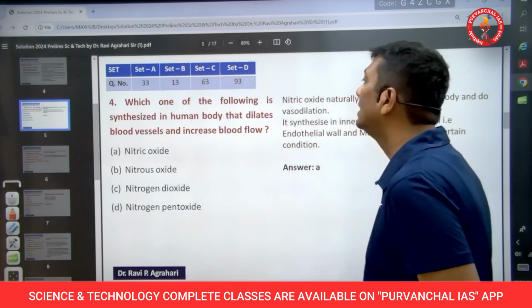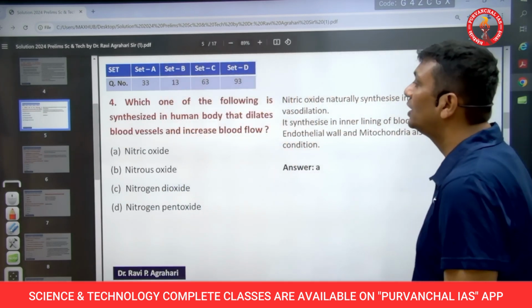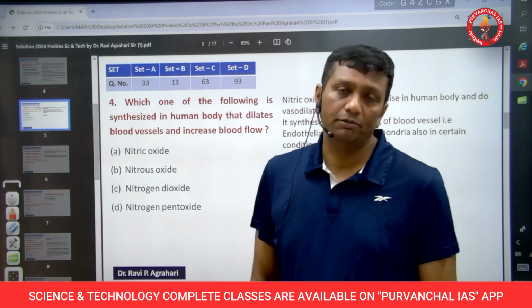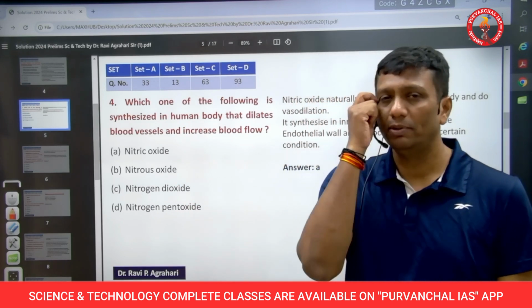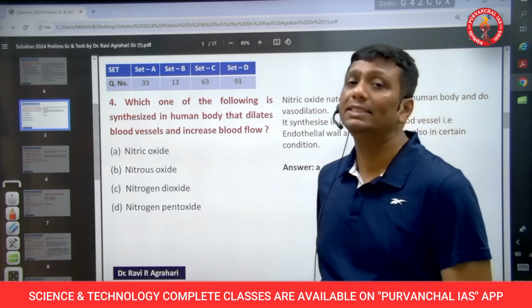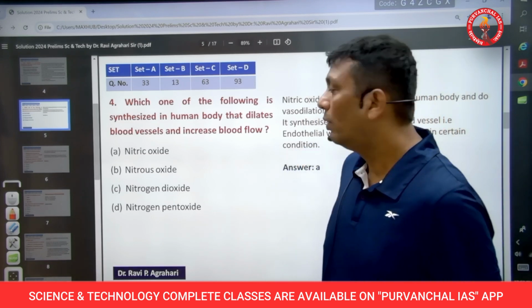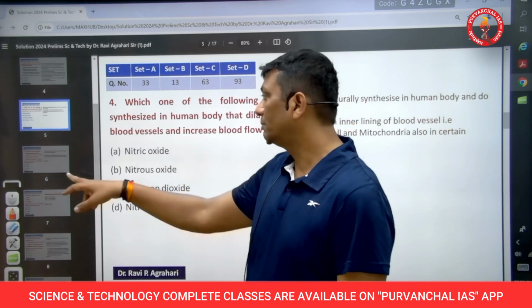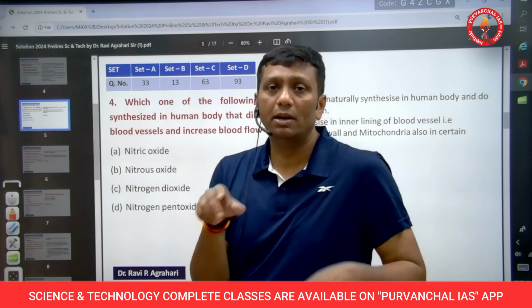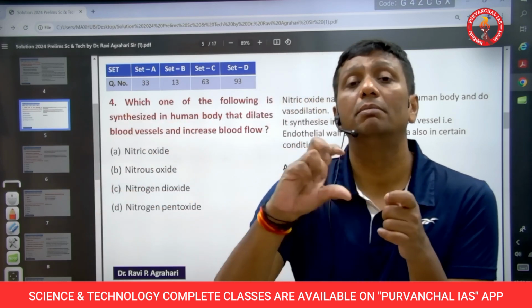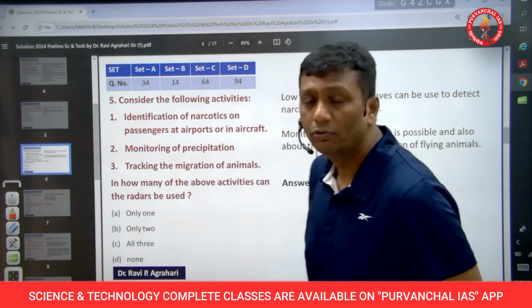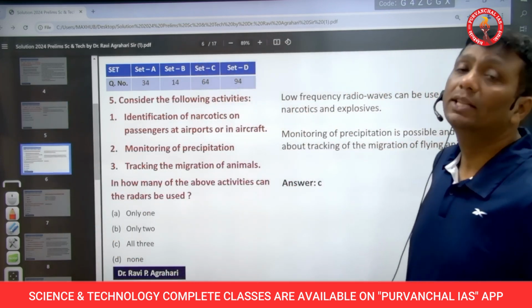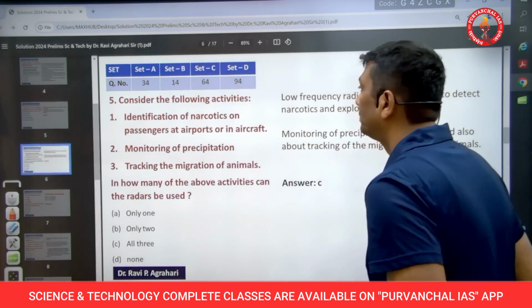Which one of the following is synthesized in the human body that dilates blood vessels and increases blood flow? And the answer is nitric oxide. It's a part of biology. You can also keep this topic under human health and disease. Under the health and disease part, I will explain it to you. Wait, guys. Vasodilator means the arteries and veins dilate, and blood flows very fast, so somehow you are not suffering from a cardiac stroke and this kind of problems.